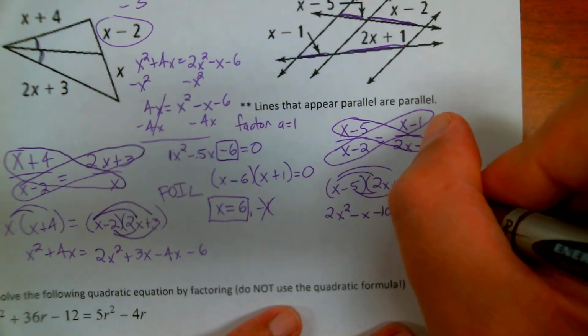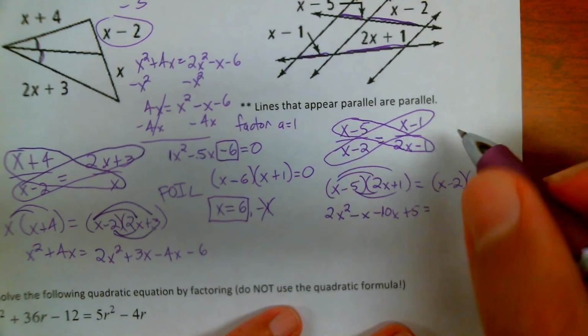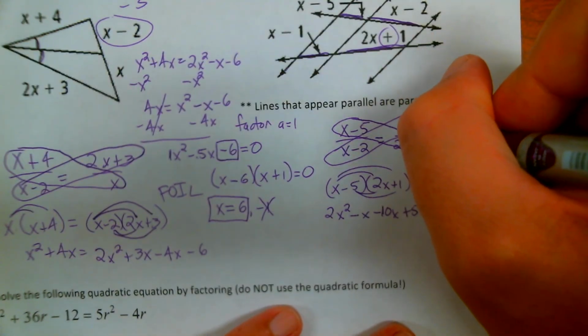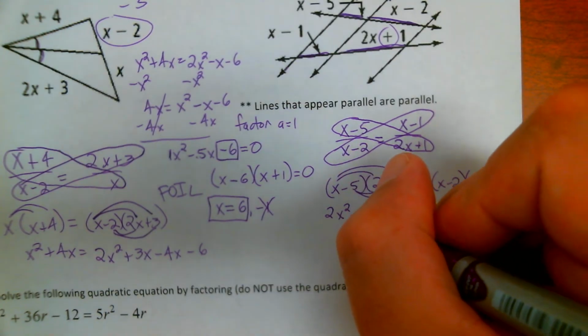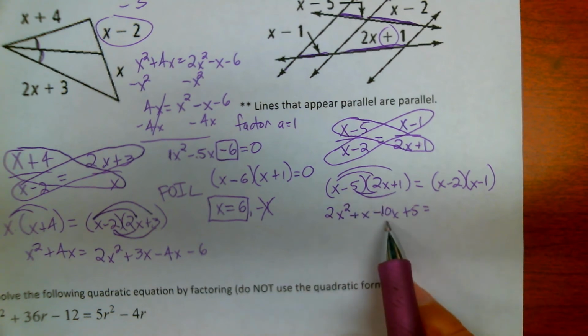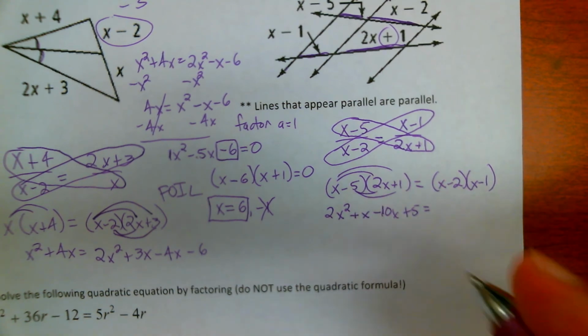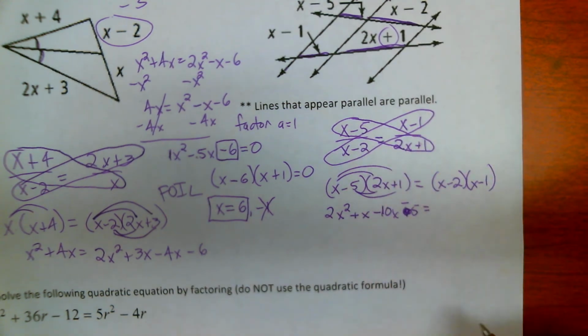Oh, that's a plus 1. I was about to say, I'm looking at my answer key. I knew something was wrong. This is a plus 1. Yeah. Okay, so x times 2x is 2x squared. X times 1 is a positive x. That's negative 10x, and this is a minus 5. Sorry, it's a minus 5.